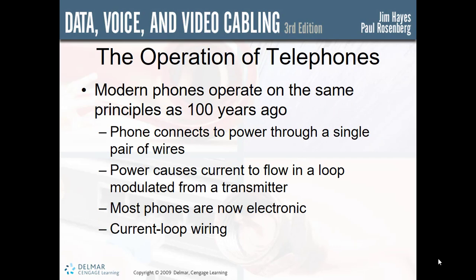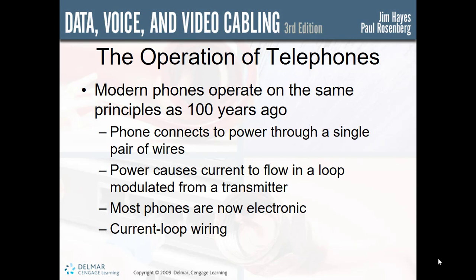Now, modern telephones operate on essentially the same principles that they were developed on over 100 years ago. They still use a single pair of wires that connect the phones and a power source. Now, when the phones are connected, the power source causes a current to flow in a loop, which is modulated by the voice signal from the transmitter in one handset and then excites the receiver in the opposite handset. Dialing was originally done by a rotary dial, which simply switched the current on and off in a number of pulses corresponding to the number dialed.